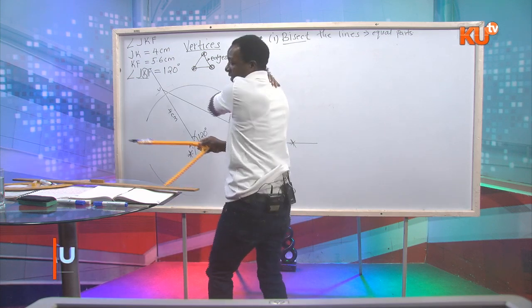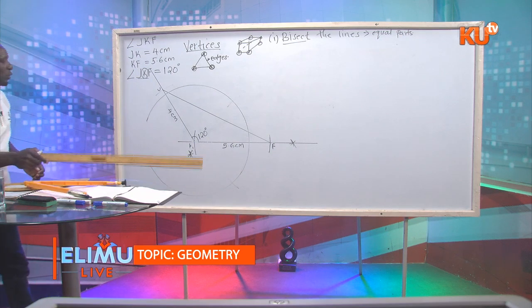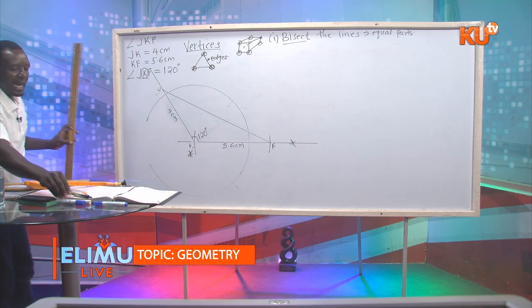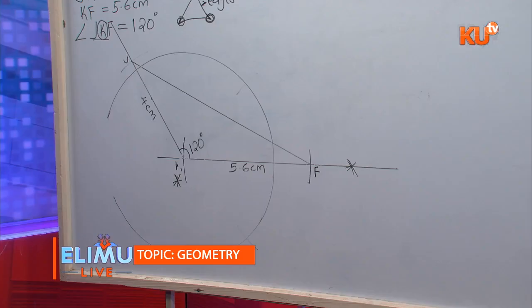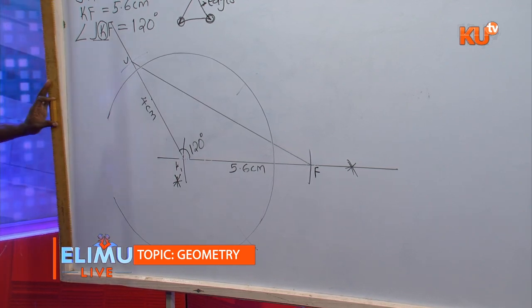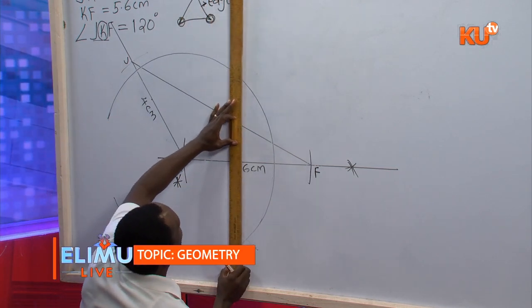So on that, you come and take your ruler. And here I do advise our learners, please don't use a pencil. Use a different color. You can even use a red biro to draw these. They are called perpendicular bisectors. Put your ruler straight.